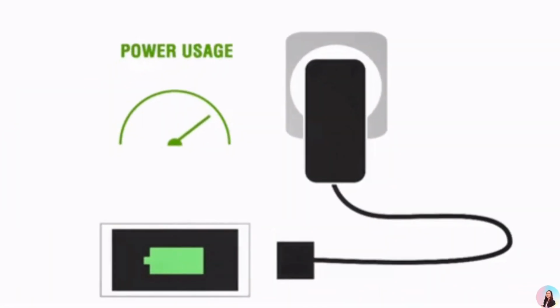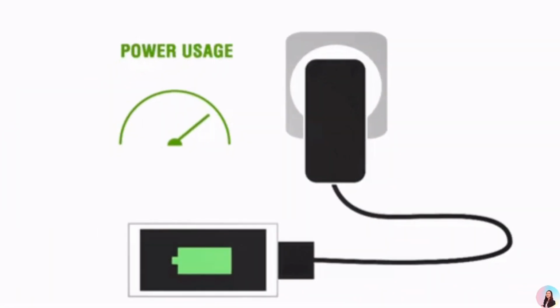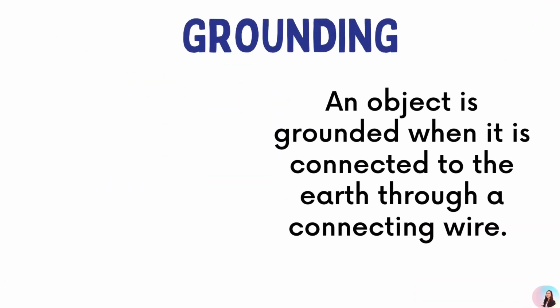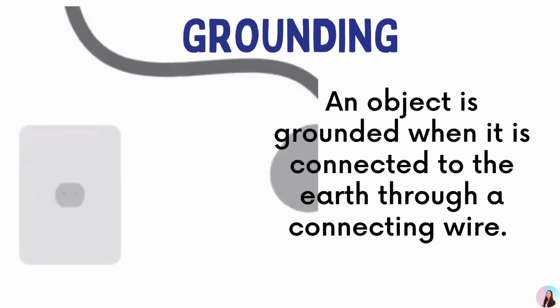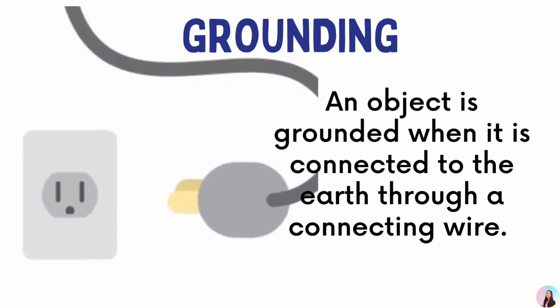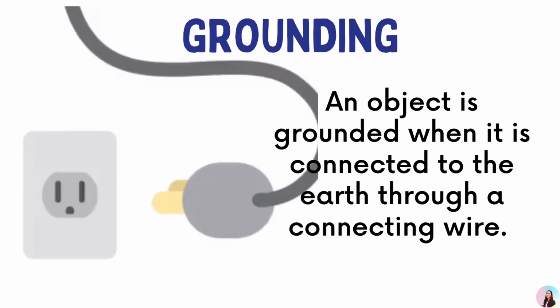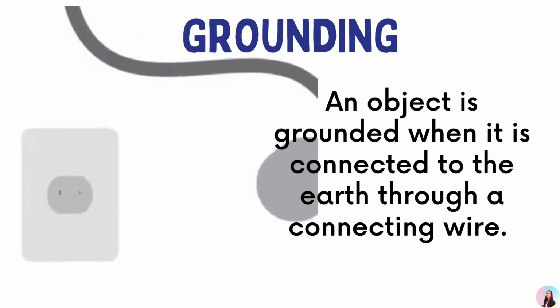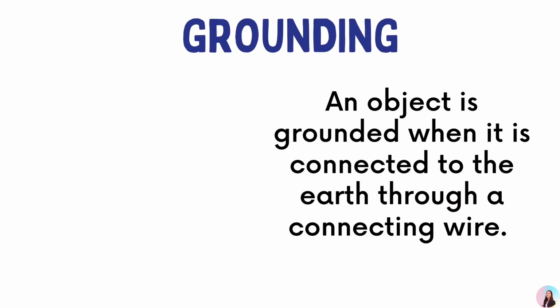When you are charging your phone, have you ever wondered how does your phone get charged? Well, this is all about grounding. An object is grounded when it is connected to the earth through a connecting wire. Grounding allows electrons to move freely in and out of the object. Earth is considered as a huge reservoir of electrons.